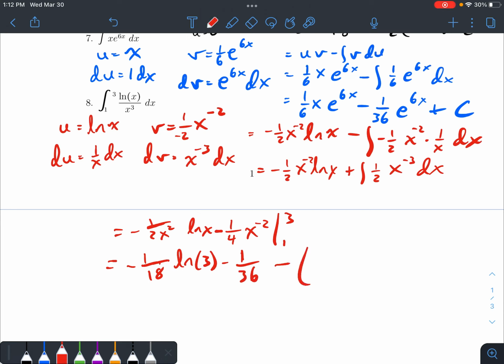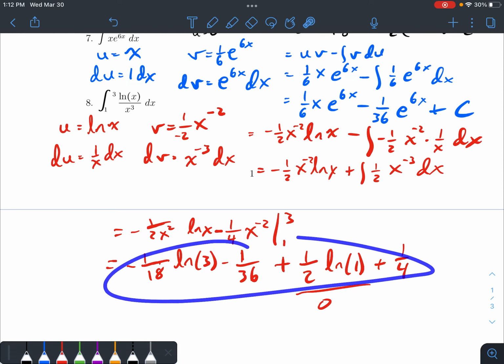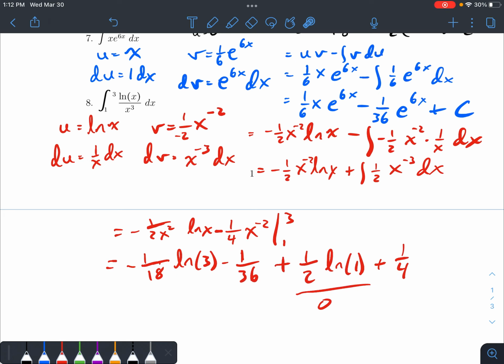Okay, and then minus the rest of what we get when we plug in 1. Everything in here is negative, so when I subtract a bunch of negative things, it's gonna make everything positive. So this becomes 1 over 2 times 1 squared times ln of 1. That whole thing's actually gonna end up equaling 0, and then plus 1 over 4 times 1 squared, which is just 1 over 4. So this would be our final answer. You could just replace this with 0 if you want. I don't really care, but that's what it is.